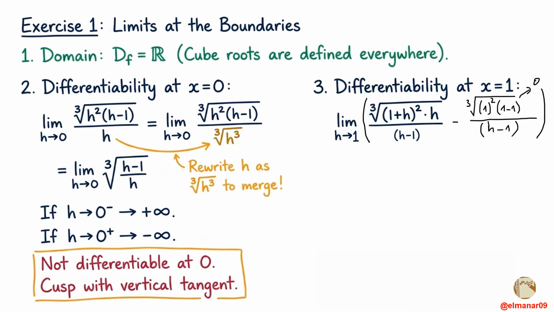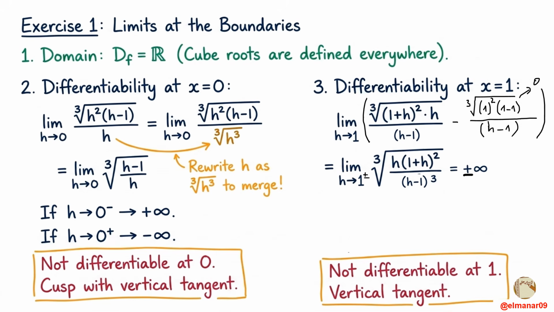Step 3. Differentiability at x equals 1. We do the same limit setup. After simplifying, we get the cube root of h 1 plus h squared over h minus 1 cubed. This again goes to plus or minus infinity. So at x equals 1, we also have a vertical tangent and no differentiability. Even if a function is defined everywhere, it can still have sharp points where the derivative doesn't exist.